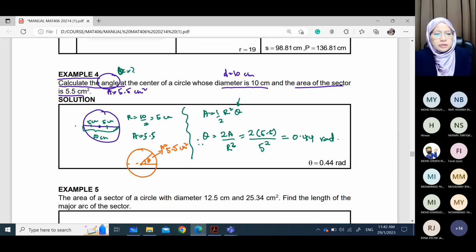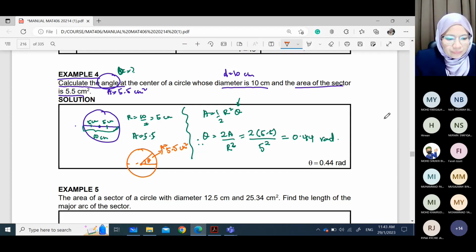Dalam exam, soalan macam ni tak perlu nak draw pun circle tu. Just cari je apa yang dia minta. So untuk soalan macam ni dia minta angle. Calculate the angle at the center of circle whose diameter is 10 cm. So bila diameter 10 cm maknanya radius dia adalah 5 cm. And the area of the sector is 5.5 cm squared. Okay, boleh ya?